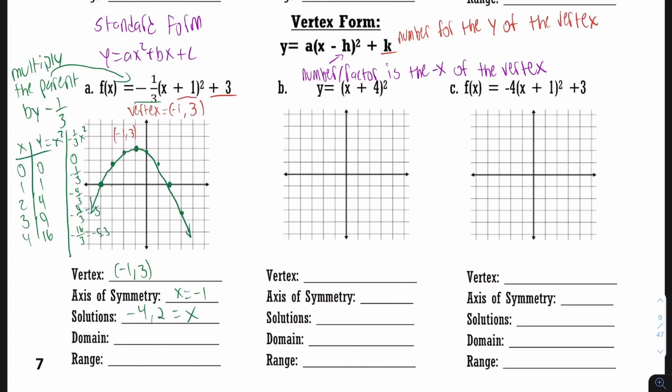The domain, all real numbers. The range, -infinity, less than y, less than 3.